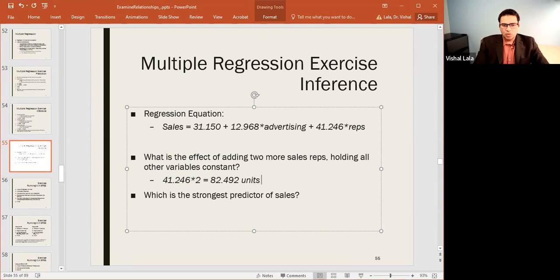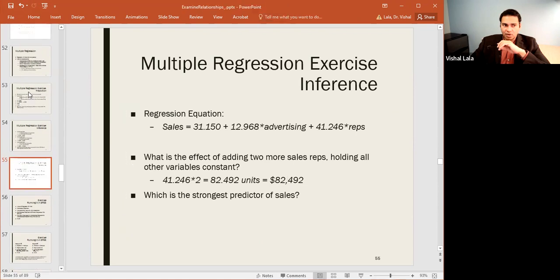Units, right? We know that sales is in thousands of dollars. That's $82,492. Okay. So that's the amount of the effect of adding 2 more sales reps, holding all of the variables constant. I'm going to pause here for just a second. We've seen this one before. Effect of adding 2 more sales reps.